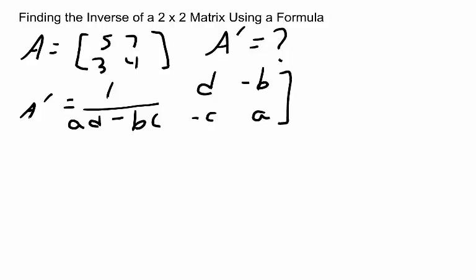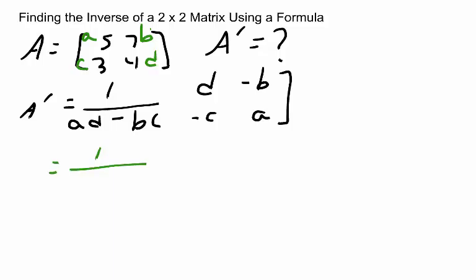So if we take a look at our matrix, where we have 5, 7, 3, and 4, you might imagine that each entry corresponds to a letter. So 5 corresponds to A, 7 corresponds to B, 3 corresponds to C, and 4 corresponds to D. Using this information, we can fill in our values in the formula below. So we'll just plug everything in.